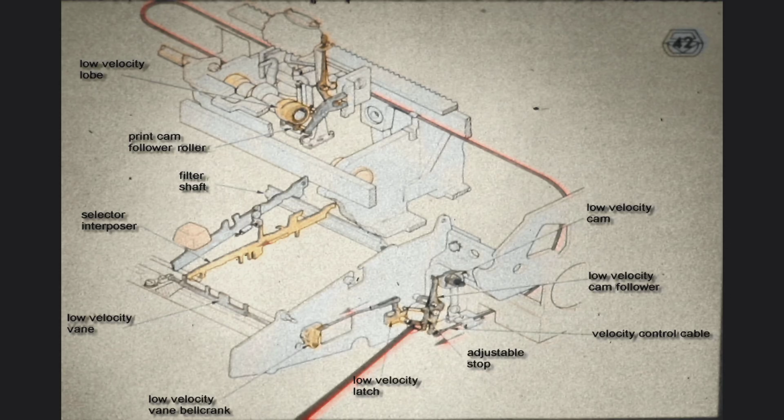At the bottom of the low velocity cam follower, where we find one end of the low velocity control cable, the cable is pulled toward the front of the machine. The other end of the cable, fastened under the carrier, will be pulled toward the left. When the velocity control cable is pulled toward the left, the print cam follower roller is positioned under the low velocity lobe of the print cam. All further discussion of the output of this mechanism is covered in Training Program 10.4a.